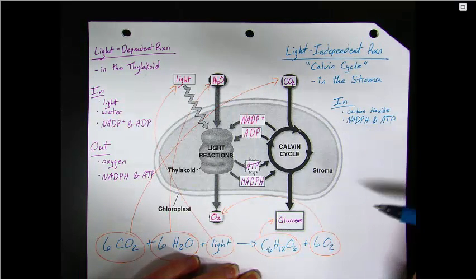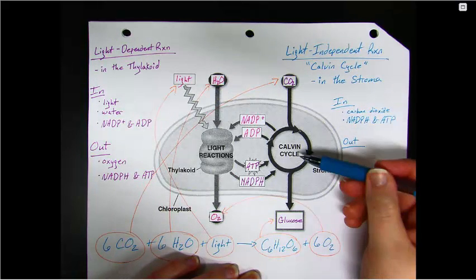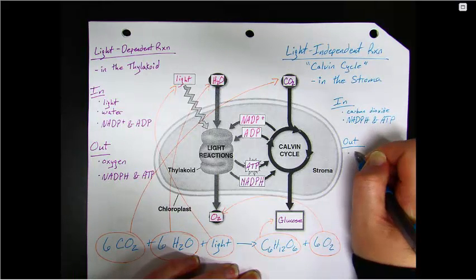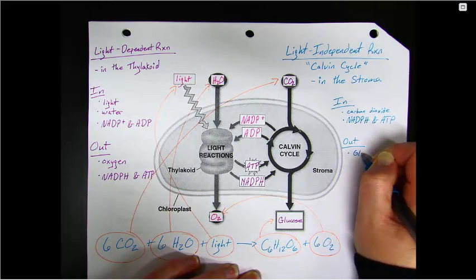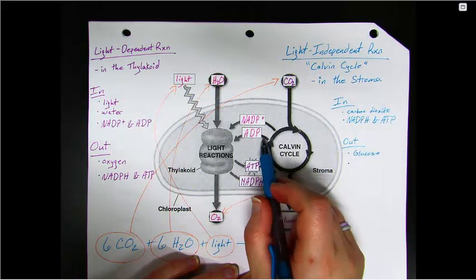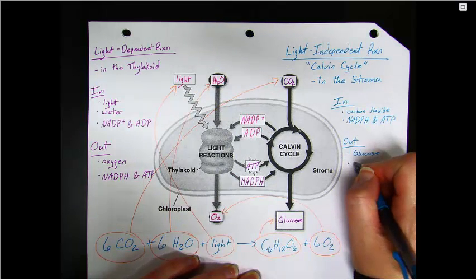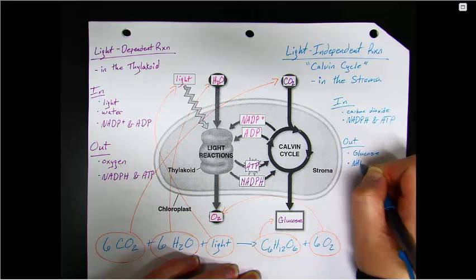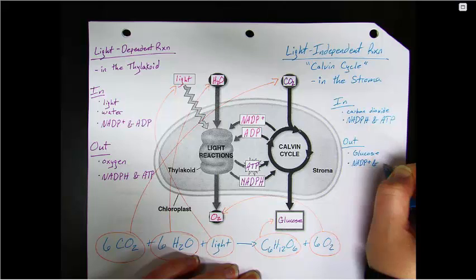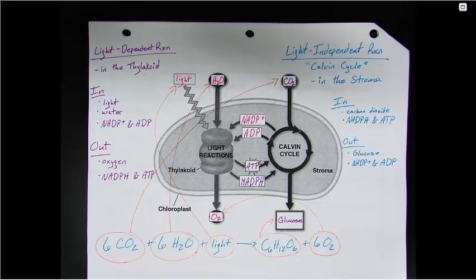For the products of the Calvin cycle, or the things that come out, we are producing glucose as the main product of photosynthesis, and we also produce more of those electron carriers, but they're in the low energy state that are headed back to the light reactions. So this would be the NADP plus and ADP. So I want you to double check your notes and make sure that your notes look like this image.